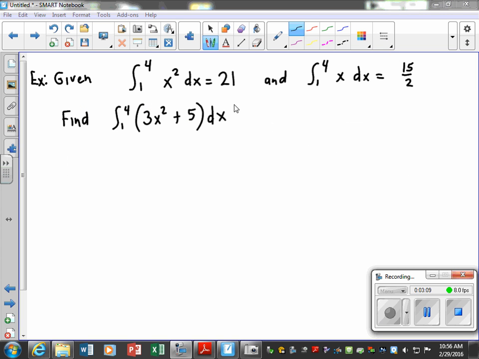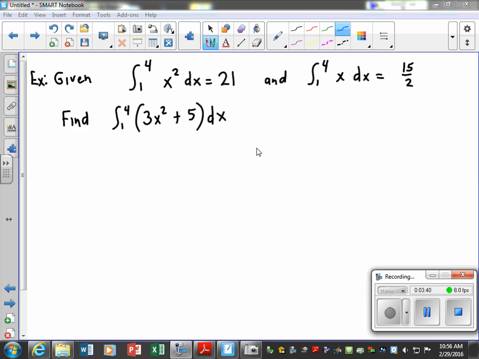Okay, we're given some integrals with a value here. Now in the next section, 5.6, we're going to be able to evaluate these on our own, but for this particular lesson and these properties, they give us this information. And they ask us to use that to evaluate this particular integral using our properties. So the first thing we're going to do is break this one apart.